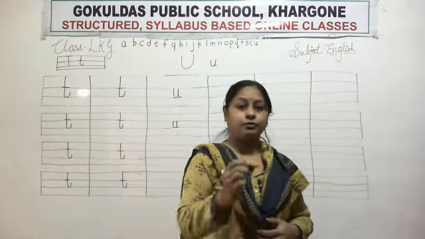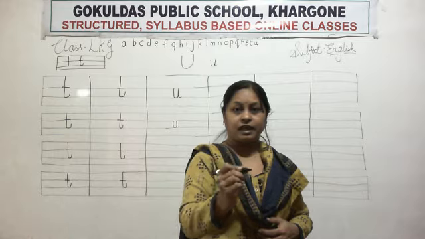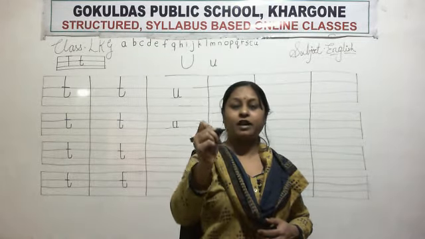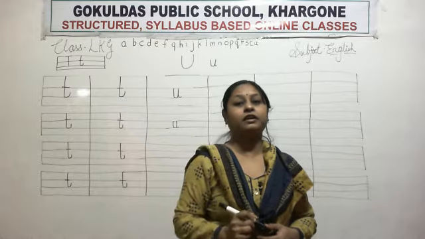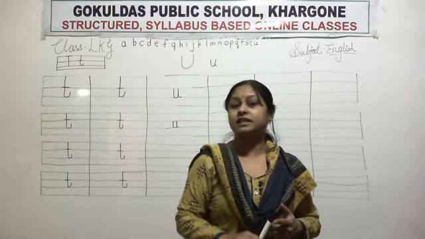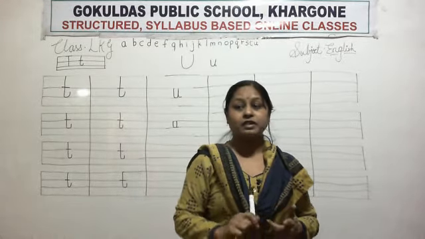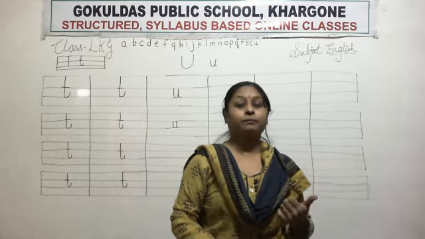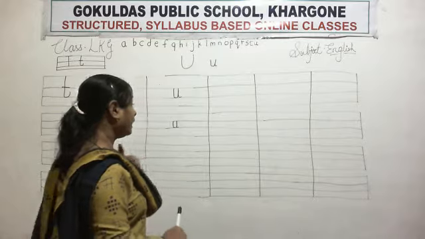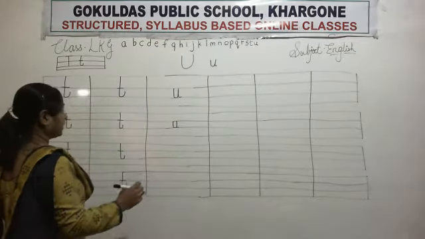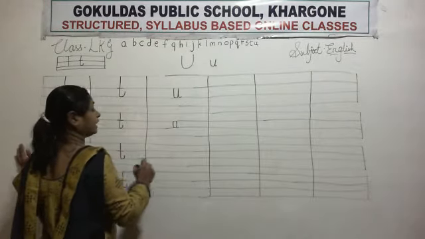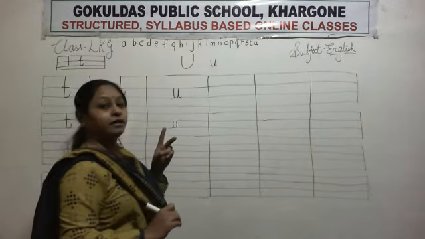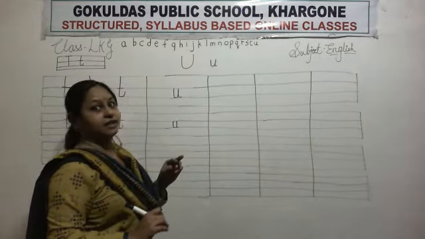How will we write U? Standing line, curve, upward, then again down, and one small tail of letter U. So which letter is this? U. And the sound of U is up. Umbrella. Up. Under. Okay. So write neatly. We write U only in 2 lines, between the middle line and base line.